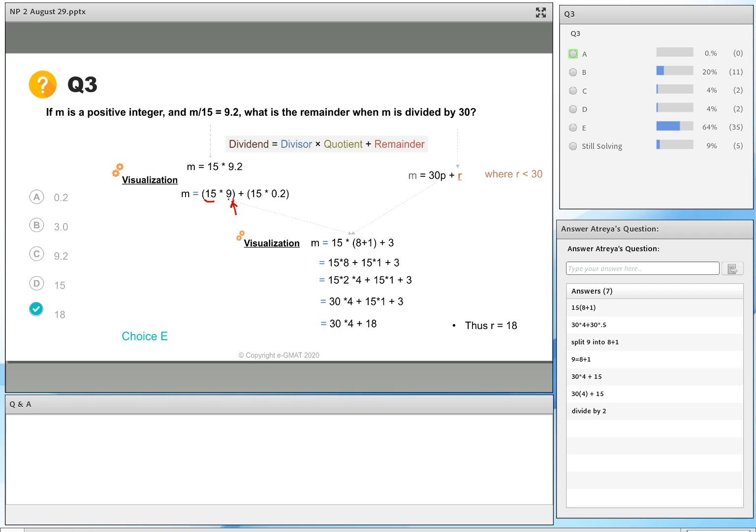So I write it as 8 plus 1. So what do I have? I have 15 times 8 plus 15 times 1 plus 3. Now 15 times 1 plus 3 becomes 18, so no concerns over here. 15 times 8 can be written as 15 times 2 times 4, through which I get a 30 times 4. So this expression is in the form of 30p plus r. What I need to check is whether my r is less than 30 or not. Yes, 18 is less than 30. So this is my final answer, which is choice E.